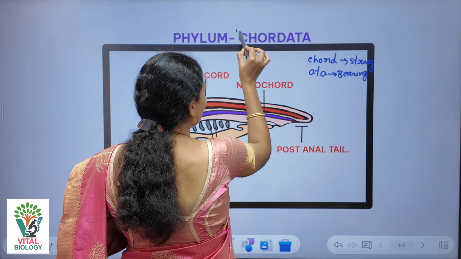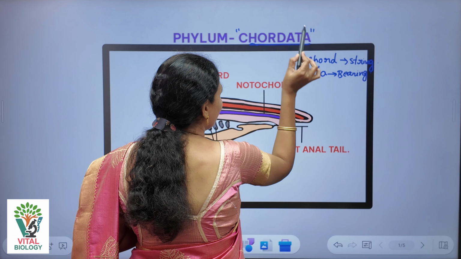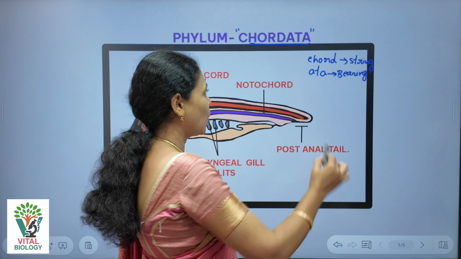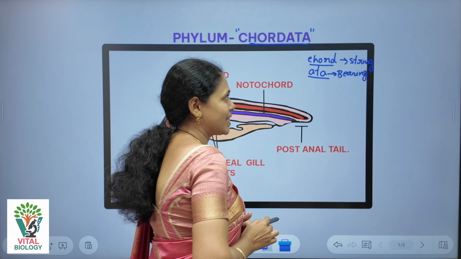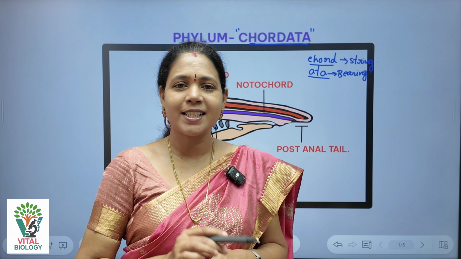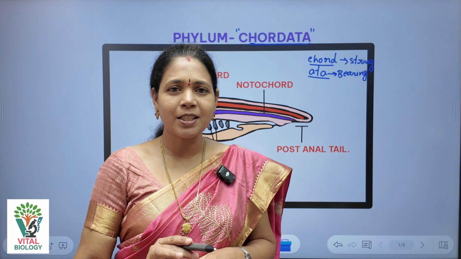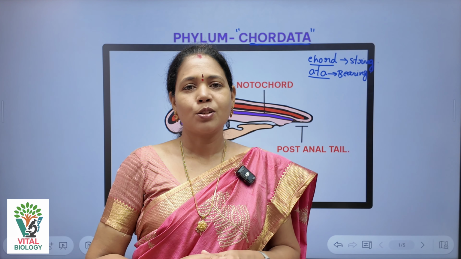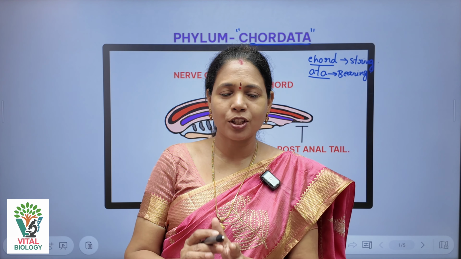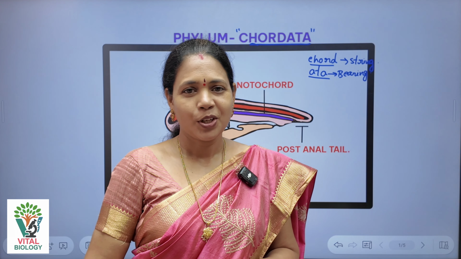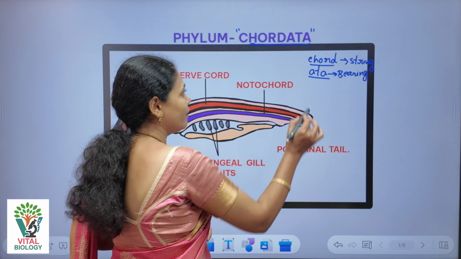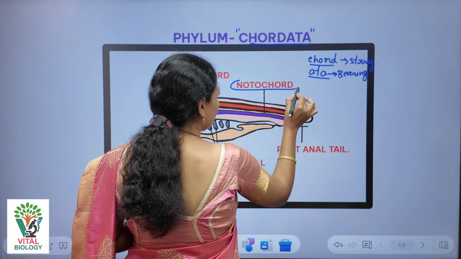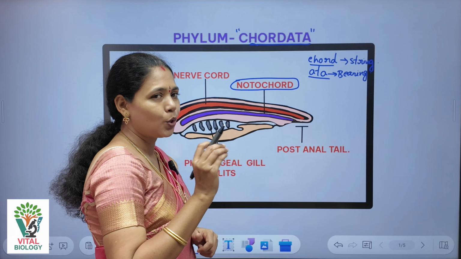The word Chordata was derived from two Greek words: chord and atta. Chord means a string, whereas atta means bearing. So the animals which bear this string-like structure towards their dorsal side were considered chordates. The chord or string they referred to in that name is the notochord.